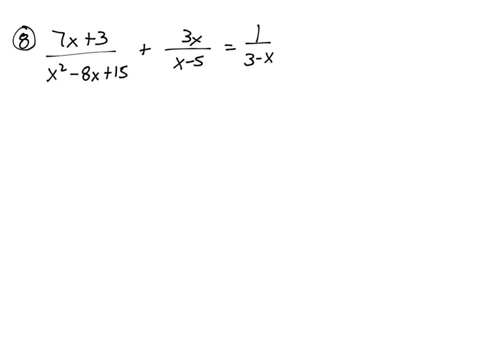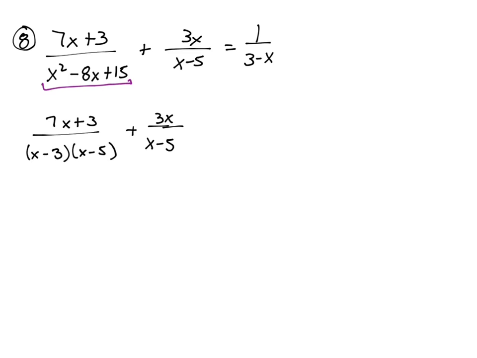This time we've got (7x plus 3) over (x squared minus 8x plus 15) plus 3x over (x minus 5) equals 1 over (3 minus x). So in this case, we do have some factoring we have to do to simplify in order to know what our least common denominator is. So let's just start by factoring this guy here. So the top's going to remain the same, so 7x plus 3 over, in this case, (x minus 3)(x minus 5), plus 3x over (x minus 5), which doesn't change, equals, and let's go ahead and pull a negative 1 out of the bottom so this looks better, so negative 1 times (x minus 3), so that way it matches our other factors.